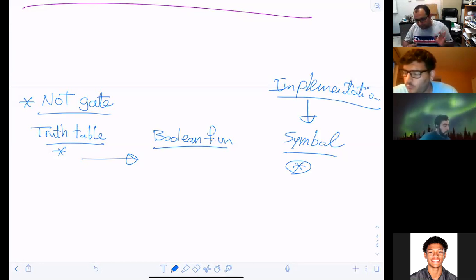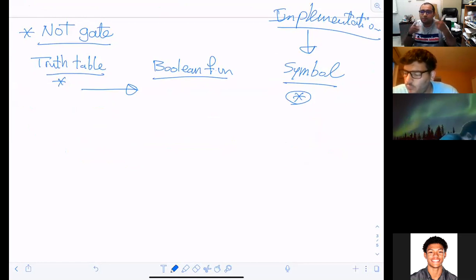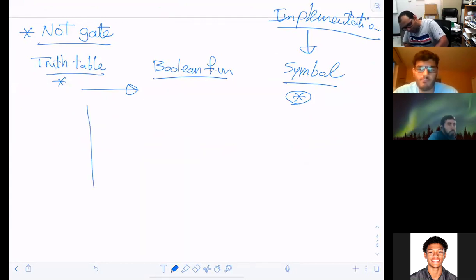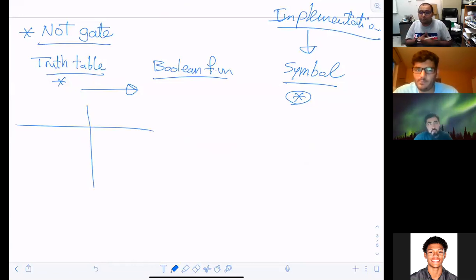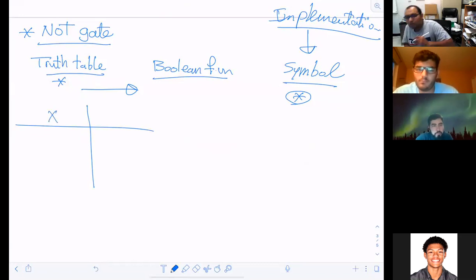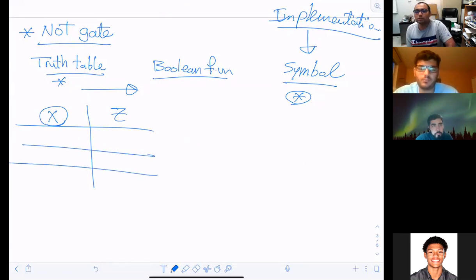Okay, so let's take the NOT gate. The NOT gate is basically flipping one input, right? So I just have one input, and I open my truth table like this. I imagine that the input of this circuit is called X, and the output of this circuit is called Z. Then I need to know how many states this table will have, based on the number of inputs. X can be 0 or 1. So that means I have two states: a state where X is equal to 0, and a state where X is equal to 1.